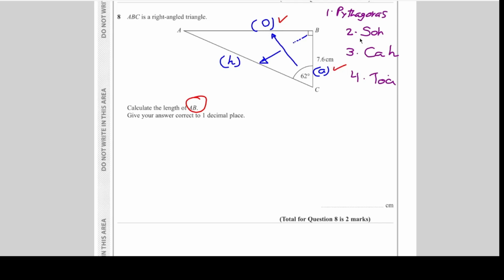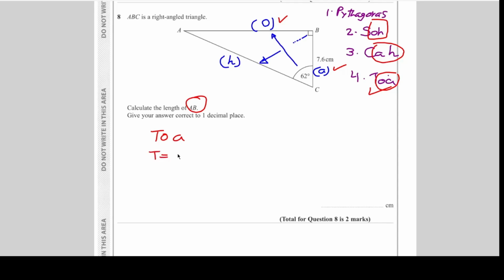Now, come to SOHCAHTOA. Figure out which ratio includes O and A. O and A. O and H. This doesn't have O and A. This doesn't have O and A. Yes, this one has O and A, so let's pick this one, TOA. Right. We pick this one.